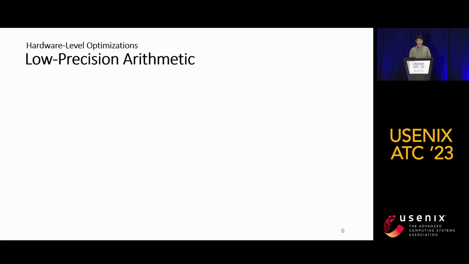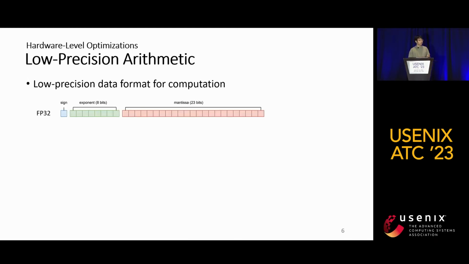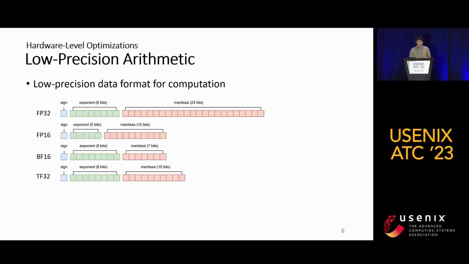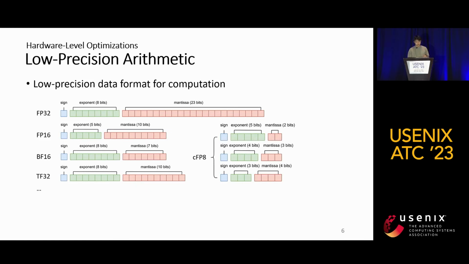Low-precision arithmetic is to use low-precision data formats for computation. Instead of using FP32, which is the standard format in DNN training, people would use FP16, bfloat16, TF32, etc. There are also other floating-point formats, but with different widths of exponent and mantissa, each making different trade-offs in the range and precision of values it can represent.